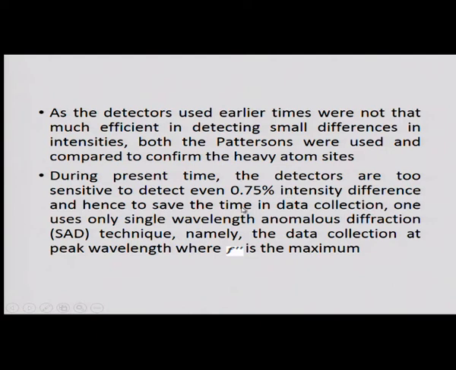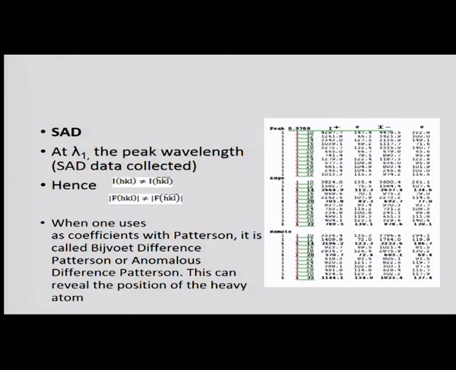With technology now, as I told you, even a 0.75% difference between HKL and H bar, K bar, L bar can be accurately determined. Now, this is important. At the peak wavelength lambda 1 I have given here, the selenium atom has an absorption edge, or at the wavelength 0.9788 it has a maximum value for f double prime.